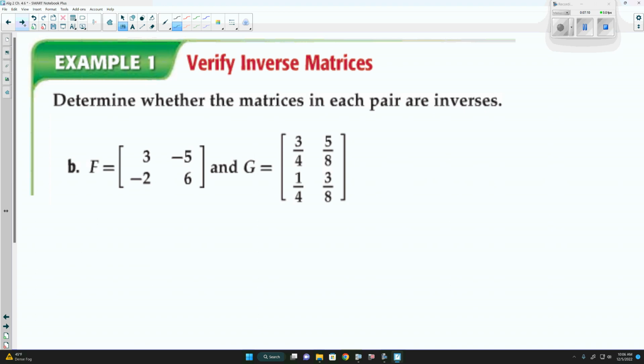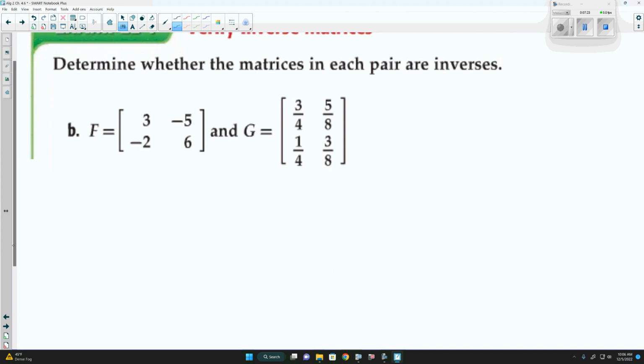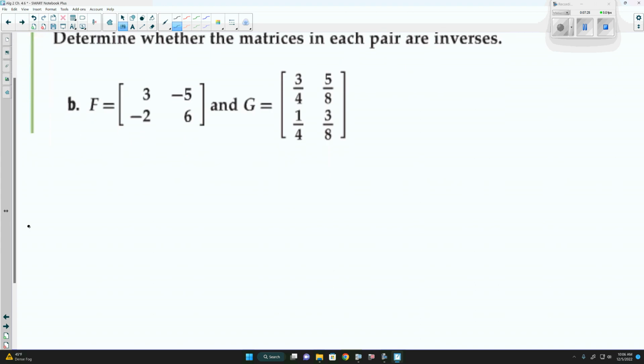I'm going to grab a note sheet for myself so I can read this a little better. So here we want to determine whether f and g are inverses. This time I will work it through. We can do it together in the calculator.